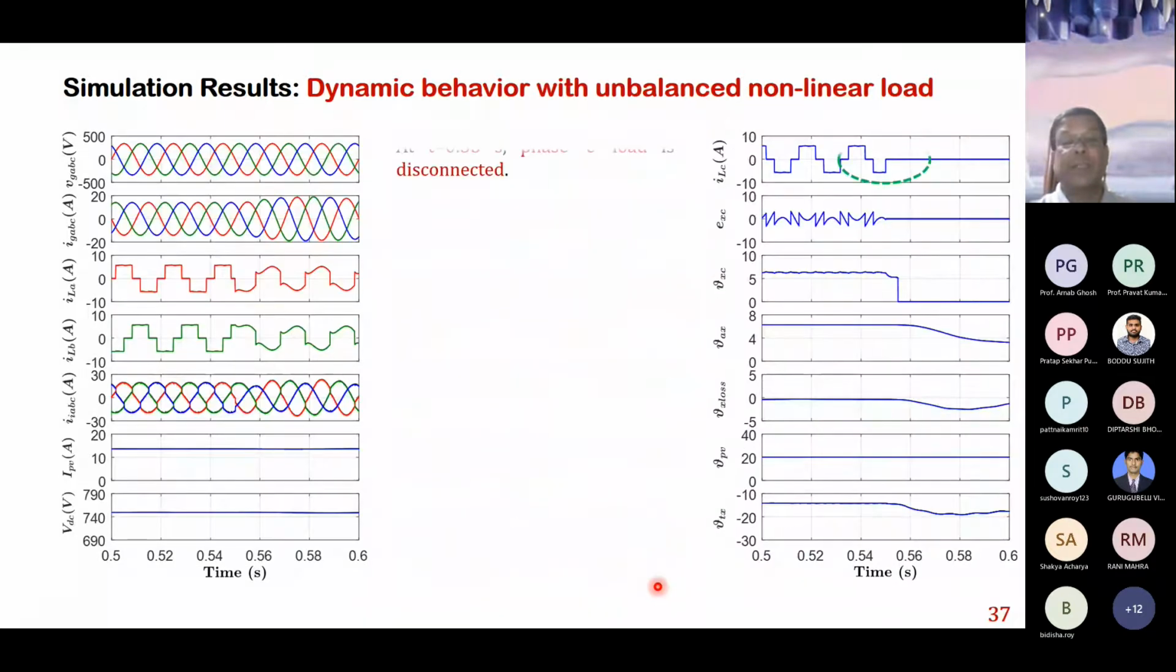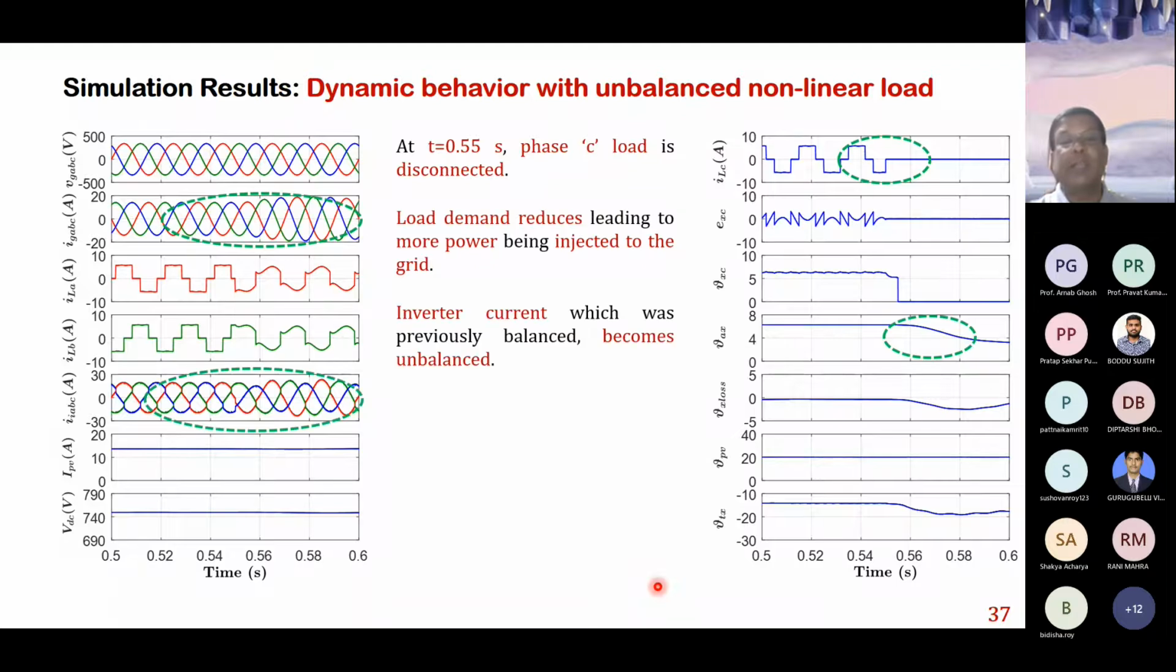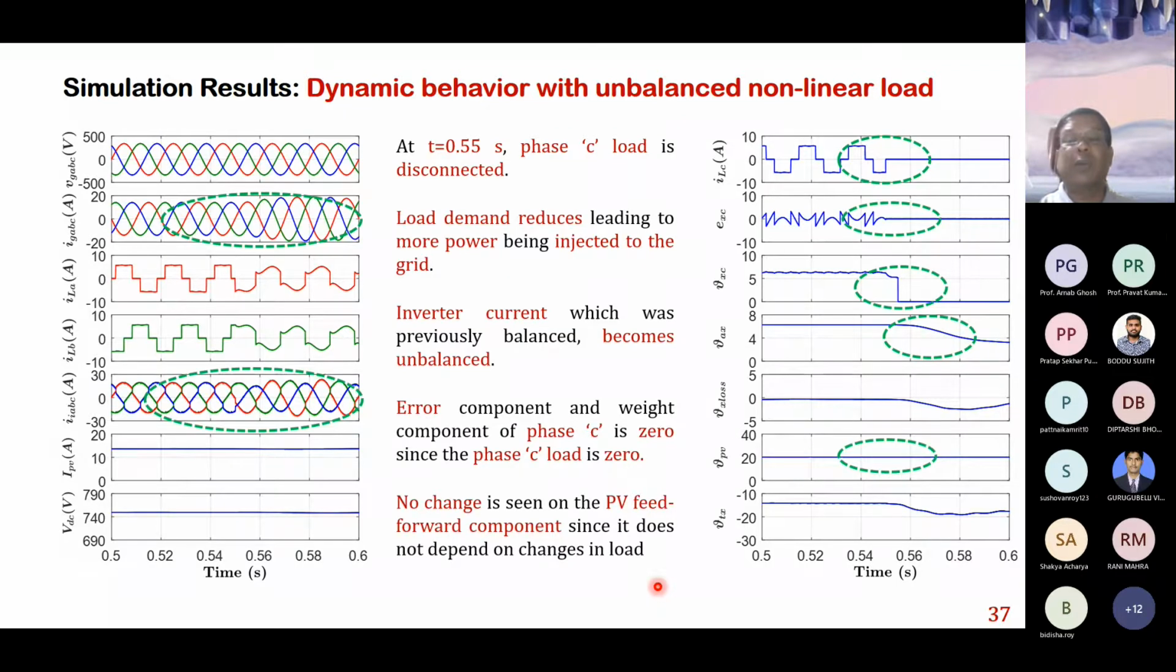So this is the simulation result we obtained during the unbalanced and nonlinear load at t equal to 0.55 second. We have the phase C disconnected. Phase C load is disconnected, and therefore the load demand reduces, leading to more power being injected to the grid. And inverter current, which was previously balanced, now becomes unbalanced because of this disconnection. Error component and weight component of phase C are becoming 0 because phase C load is 0. No change is seen in the PV feed forward component since it does not depend on the load current.